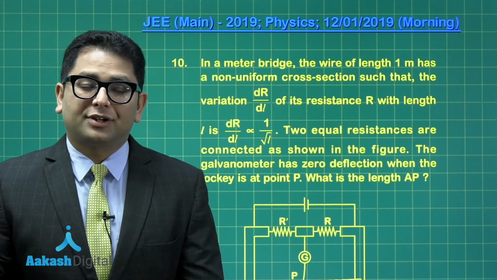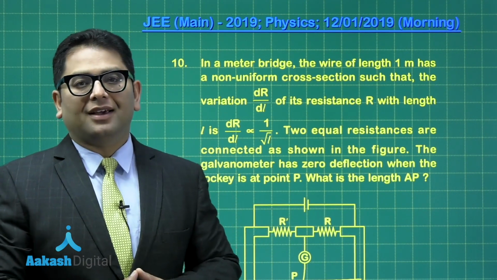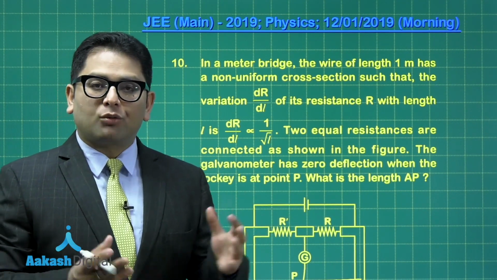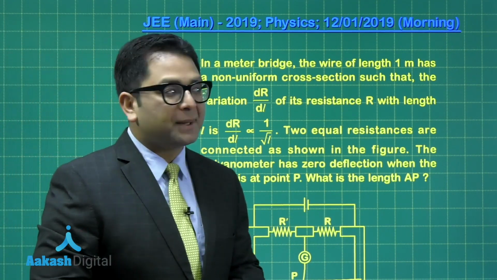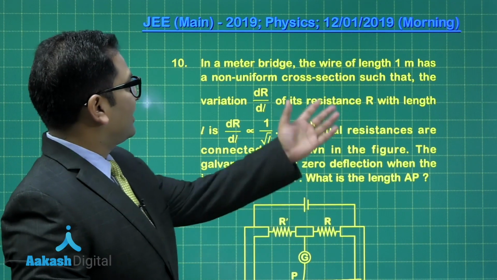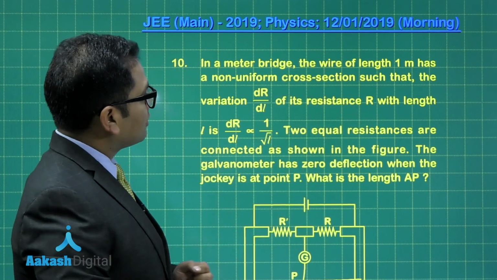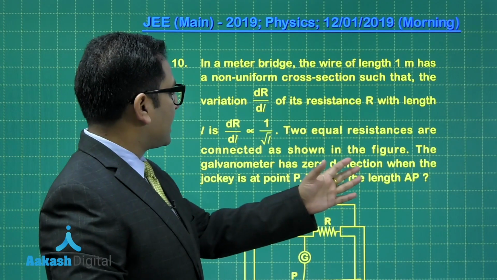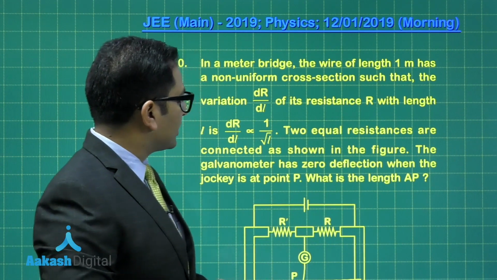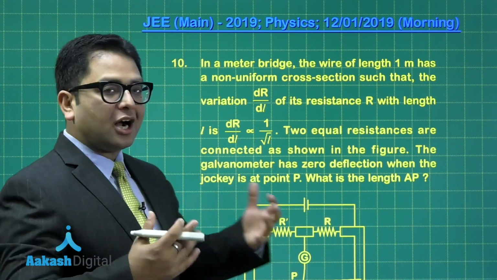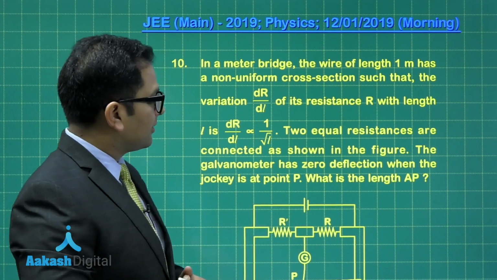Question number 10, derived from current electricity, and more specifically, the experimental part. The question is related to meter bridge. Let's see what the question has to say. A meter bridge wire of length 1 meter, quite obvious, has a non-uniform cross-section such that the variation dR by dL of its resistance R with length L is this: dR by dL is inversely proportional to root of L.